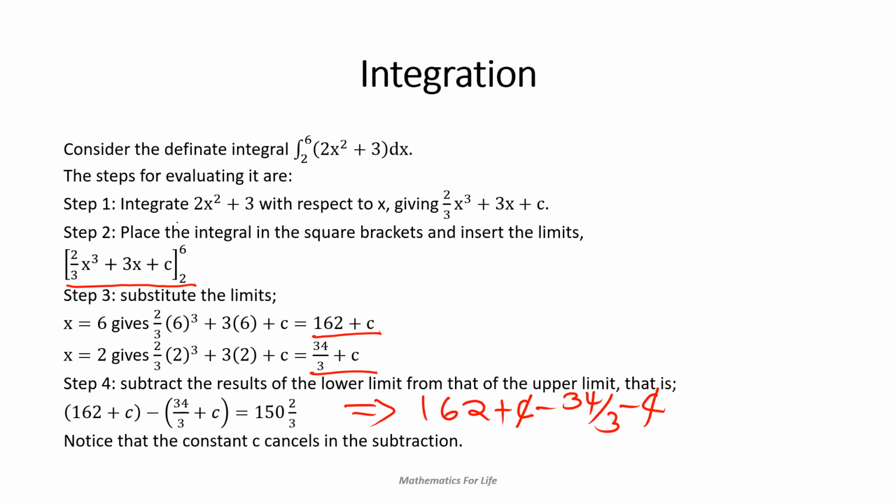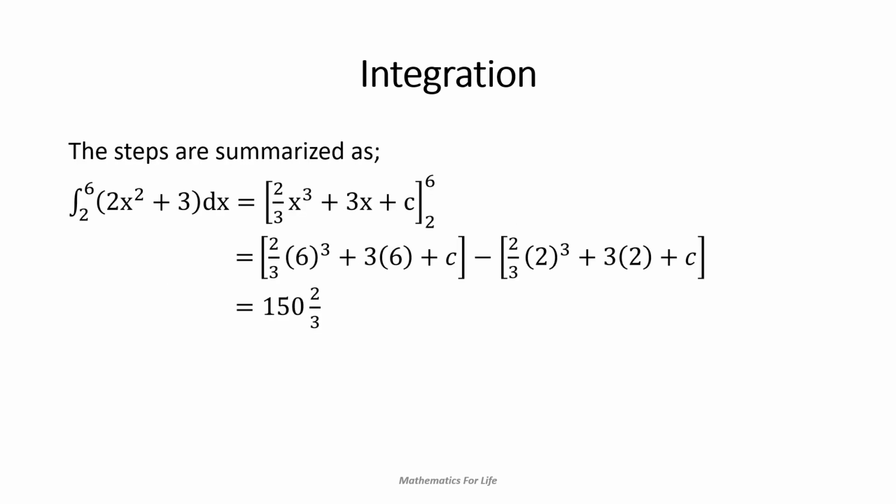So basically, to evaluate a definite integral, these are the 4 steps that you're going to take to determine the value of that particular integral. These 4 steps can be summarized as follows. Remember, we are integrating from x equals 2 to x equals 6 of 2x squared plus 3 with respect to x. And once we integrate what we have in brackets, we're going to have 2/3 x cubed plus 3x plus the arbitrary constant c. And then we place our limits as indicated over here. This is the lower limit, and this is the upper limit.